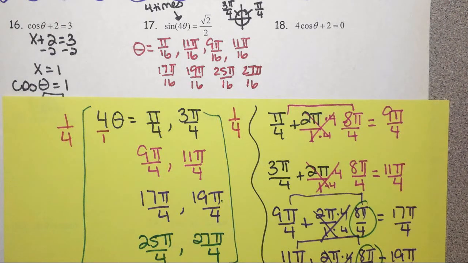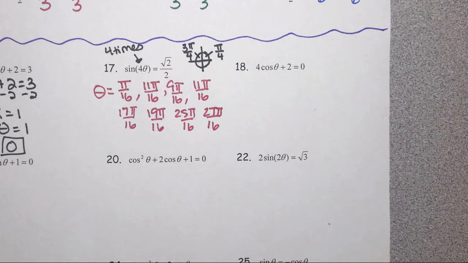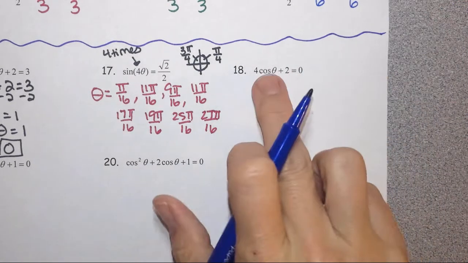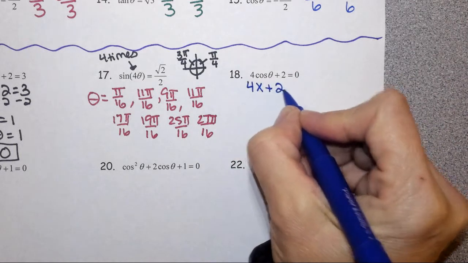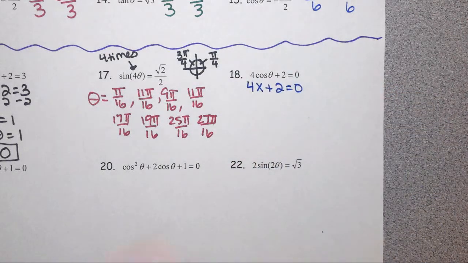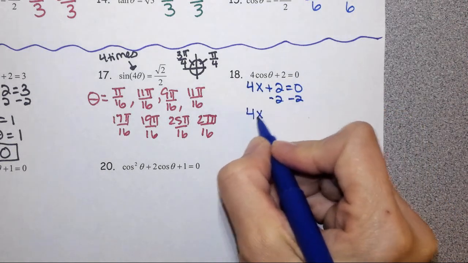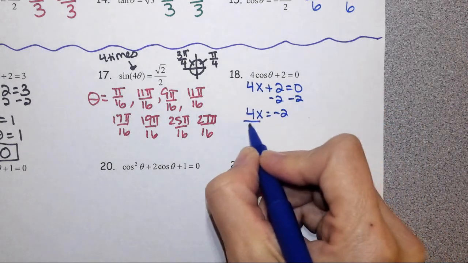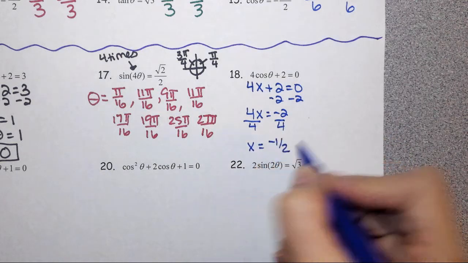And you will have a problem on your test where you have to go around multiple times. All right, let's go look at 18. 18 is a little easier, so we do an easy one again. So on 18, I'm going to change the word cosine to x again. So 4x plus 2 equals 0. I'm going to subtract 2 from both sides again. So 4x equals negative 2. I'm going to divide by 4. So x equals negative 1/2.